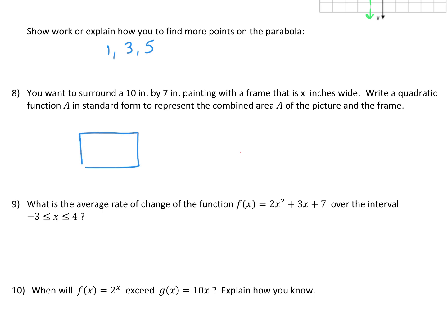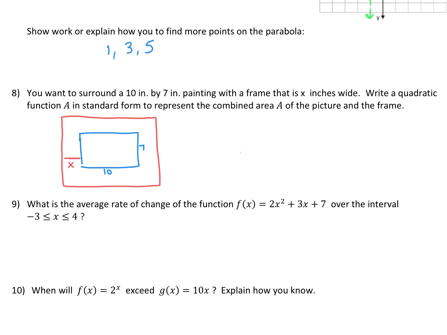So here's my painting. I'll make this 10 and that 7. It's got a frame around it, and the frame is X inches wide. I'll make the frame a little bigger just so I have space. Here's this nice big frame. We don't know how long the frame is, but we do know that it's X inches wide.